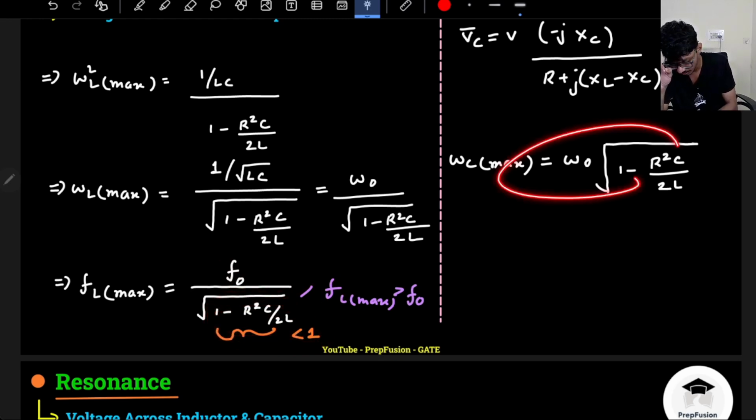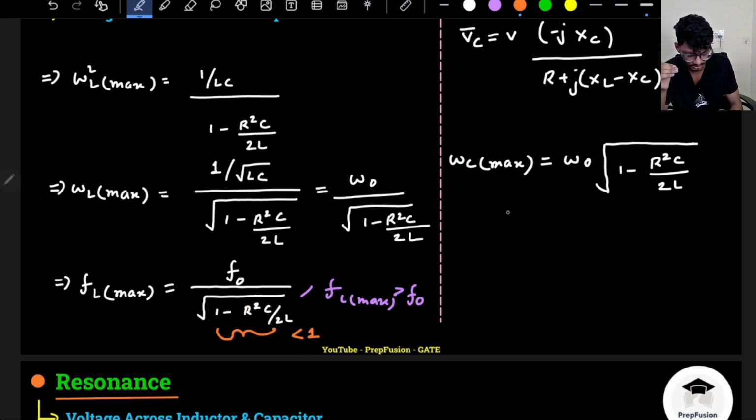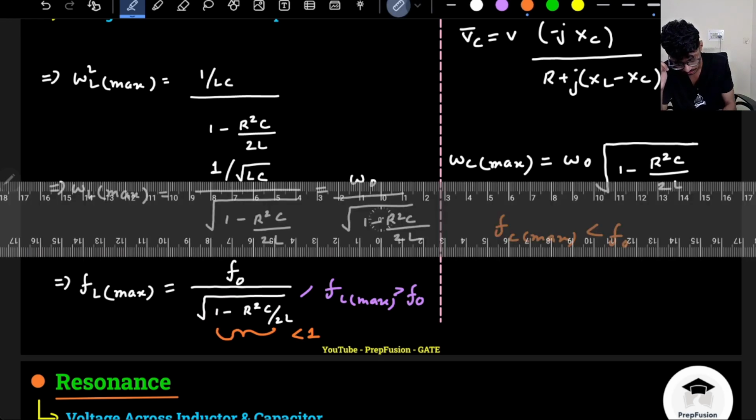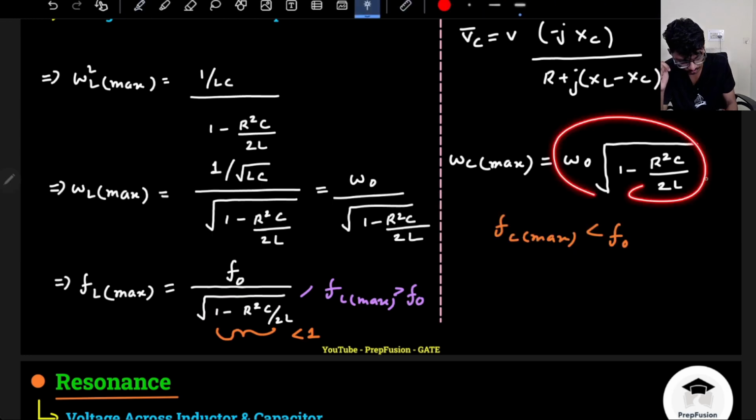And what about here? If it is capacitive, I know my FC max will be less than F naught, then only the circuit will be capacitive. So I can write here this whole number has to be less than F naught or omega naught, whatever, because the 2 pi radian anyways cancels out. So omega naught is cancelled. So basically 1 minus R square C by 12 has to be greater than 1.